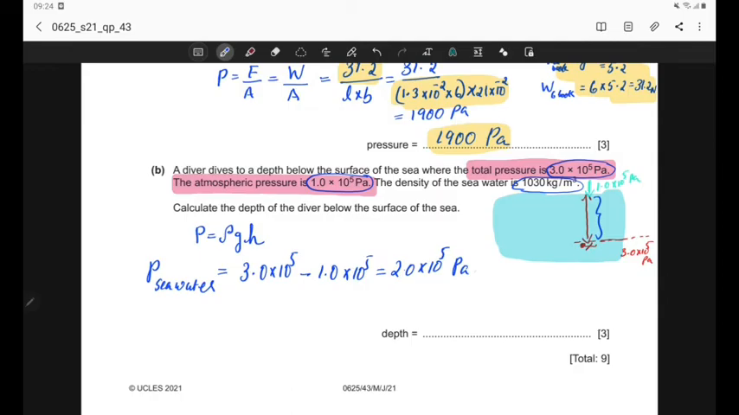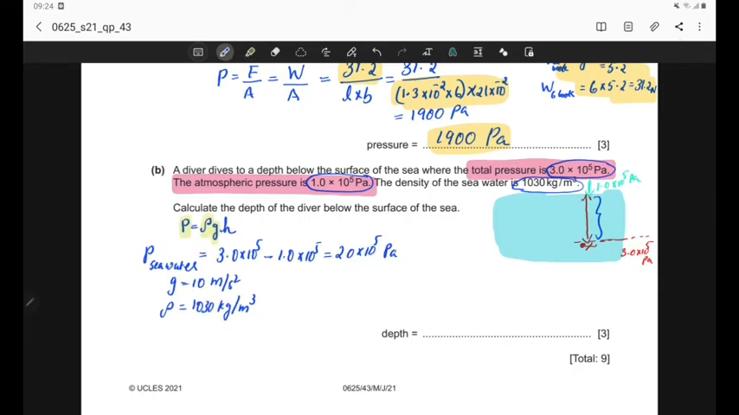This is the pressure due to sea water, and the g value we know is 10, and height is nothing but depth, which we need to calculate, and the density of the seawater is also given, that is 1030 kg per meter cube. So in our equation the pressure is already given, which we calculated by subtracting the atmospheric pressure from the total pressure, and the density of the seawater is also given. g is the gravitational constant. Therefore we can calculate h, or the depth.